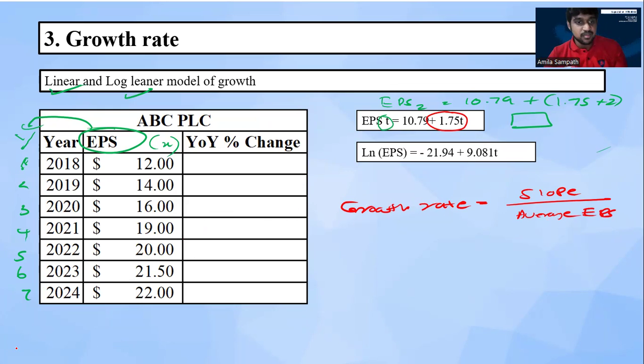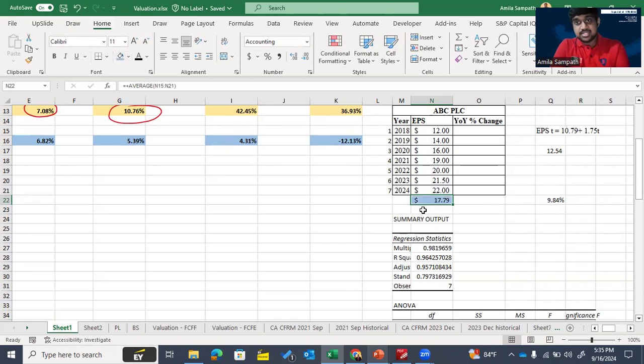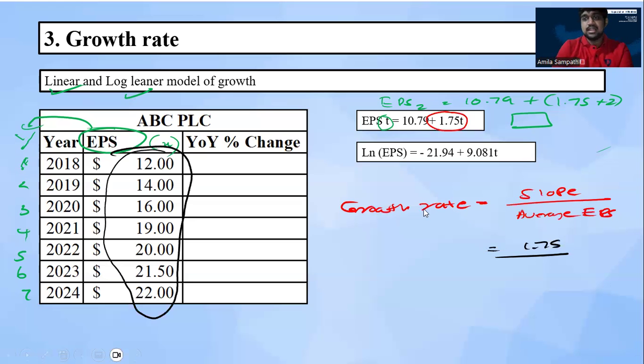Then here our slope is 1.75, and we can divide it by the average earning per share. That means we need to take the average of all of these from year 1 to year 7. Then we get the average of these figures as 17.79. Then 1.75 divided by 17.79.